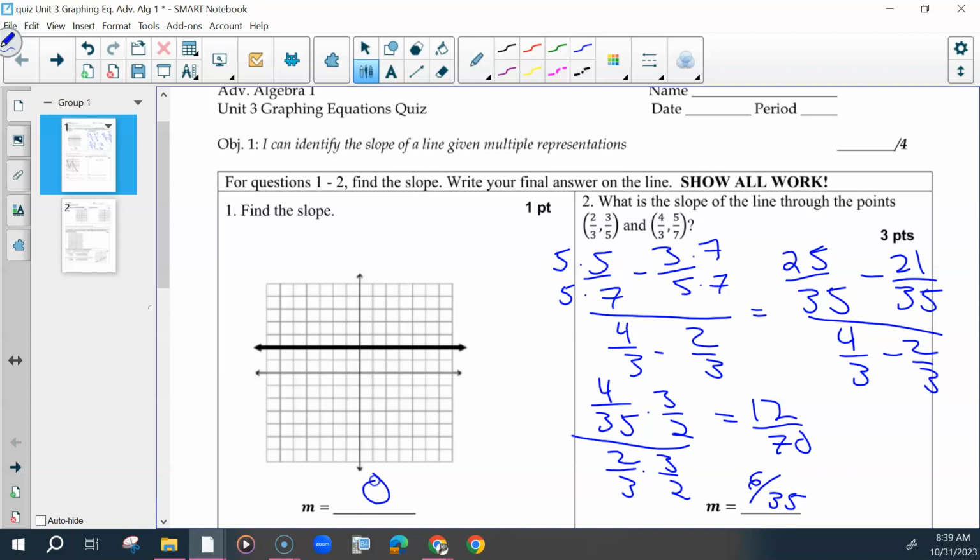So the 3 points on that one were, did you set up the original problem correctly? Was all of your work correct? Did you get the final answer correct? Questions on that one?